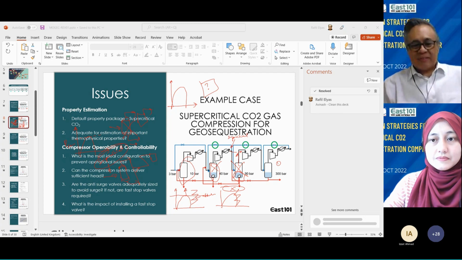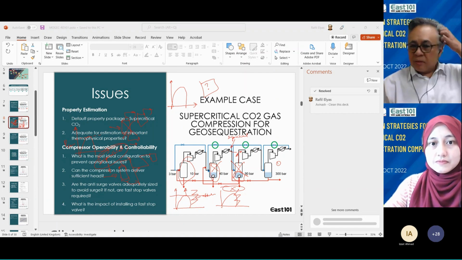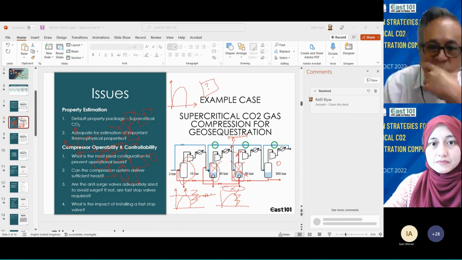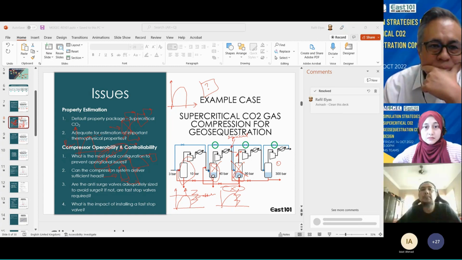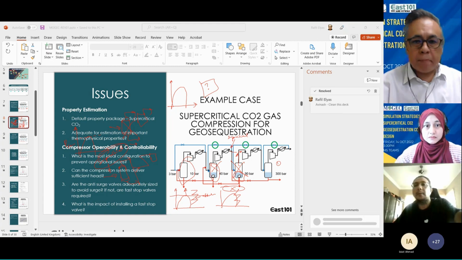Not only the density, I think the viscosity and all those things are also very much like a liquid. So we have to be very careful on that. Mr. Rafil, just now when you answered me about simulating CO2 at a very high pressure above the supercritical, I did try that before. Yes, it still can run using the compressor.